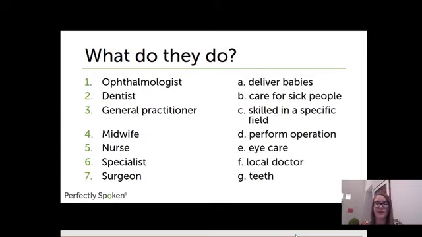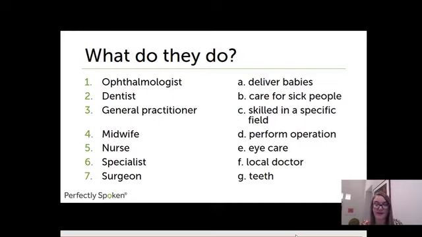Okay, so I've given you 7 options here. Number 1, ophthalmologist. Number 2, dentist. Number 3, general practitioner. Number 4, midwife. Number 5, nurse. Number 6, specialist. And number 7, surgeon. Now, if you look at the right-hand side, you'll see that I've also given you some options, A through to G.